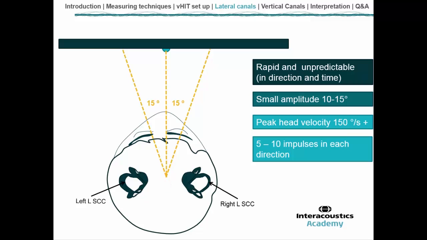As we talked about at the start of the webinar, the head movement needs to be very fast. It needs to be 150 degrees per second or greater. If you can do those 3 tips, then all you need to do is to measure 5 to 10 impulses in each direction. I've made a little video or animation of how this works.